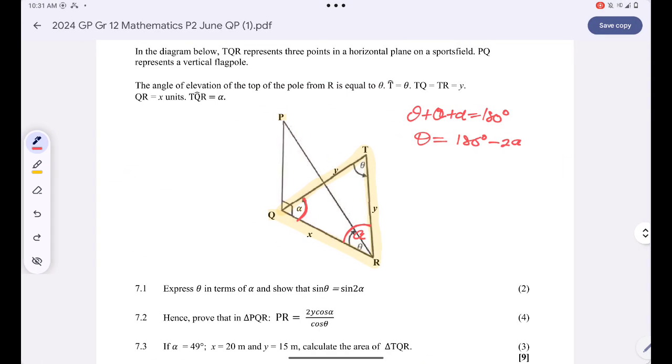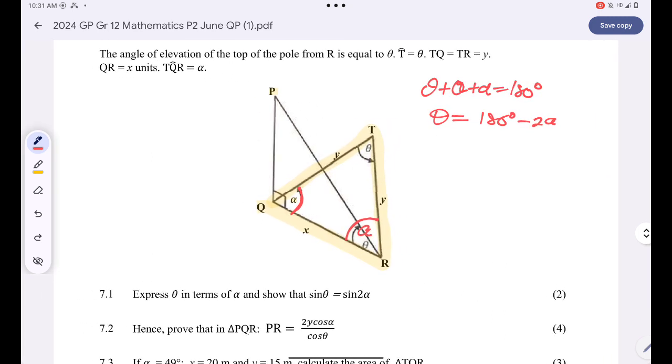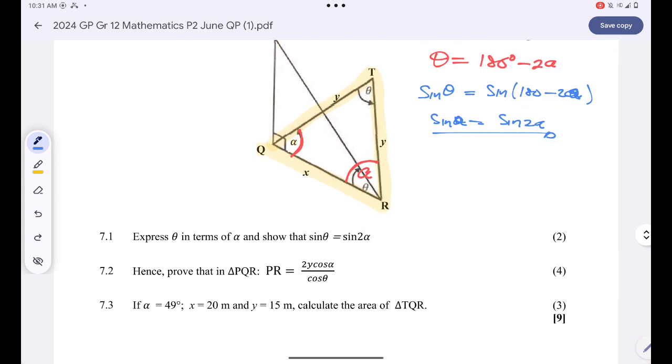Theta is just 180 degrees minus 2 alpha. But then I can now introduce trig ratios. I can simply say sine theta is equal to sine of 180 minus 2 alpha. In the second quadrant, sine is positive. So this is basically sine 2 alpha. So sine theta is just equal to sine 2 alpha.